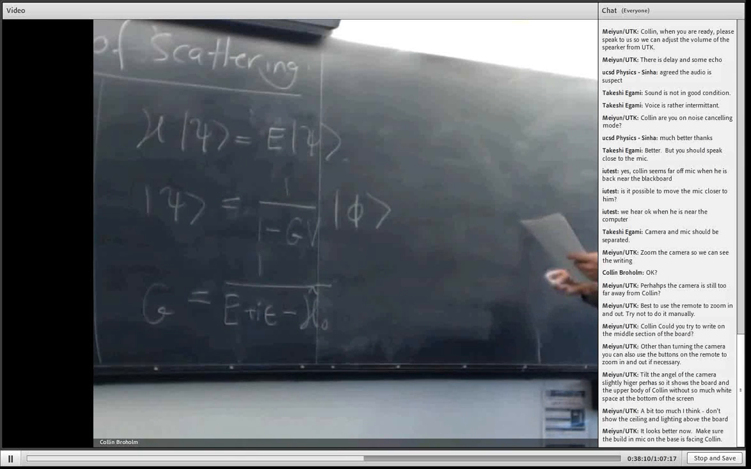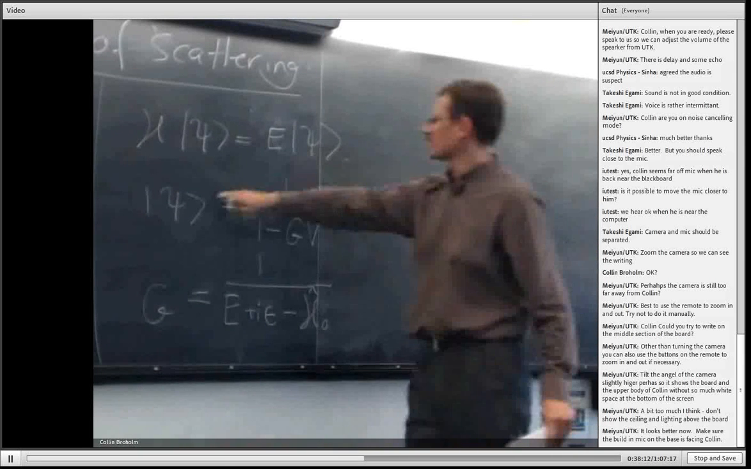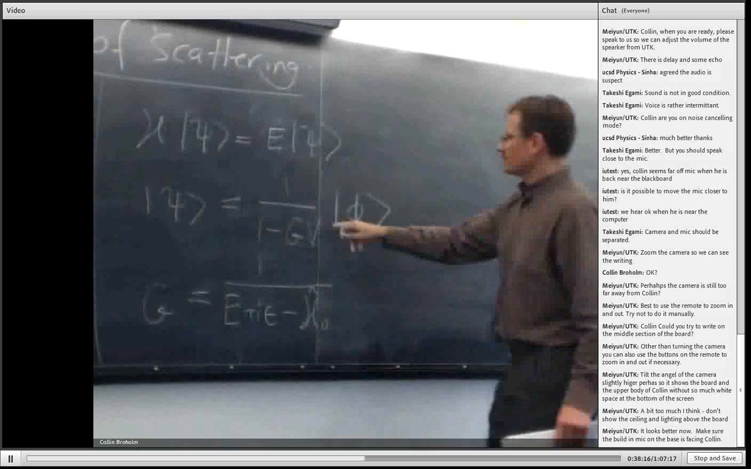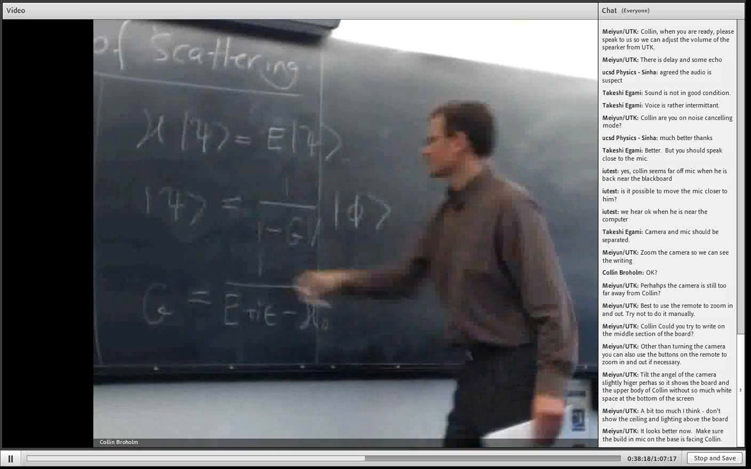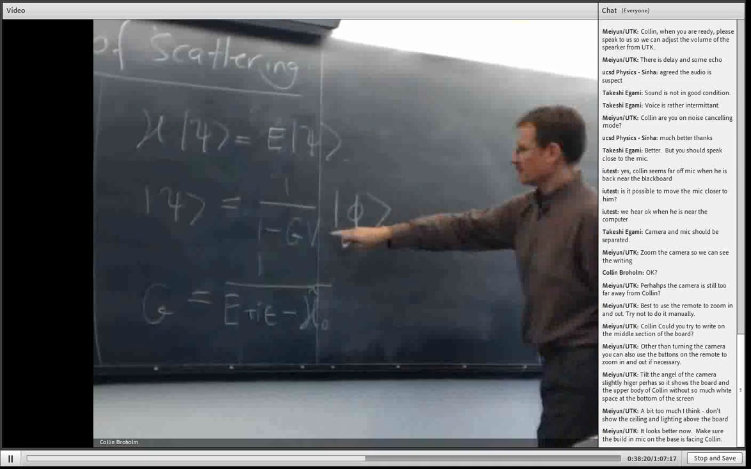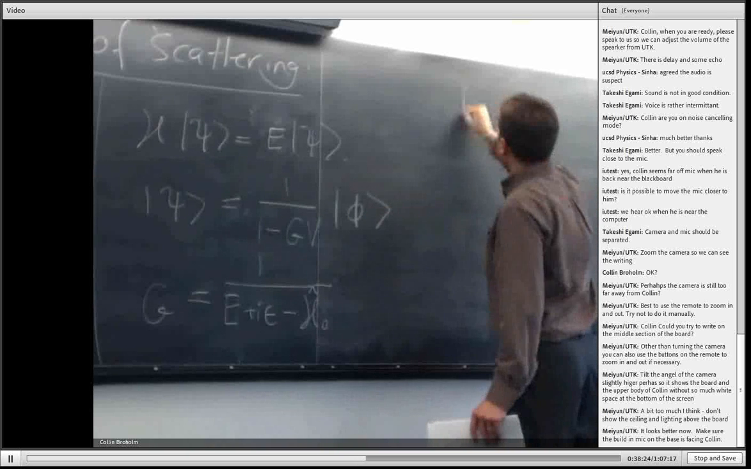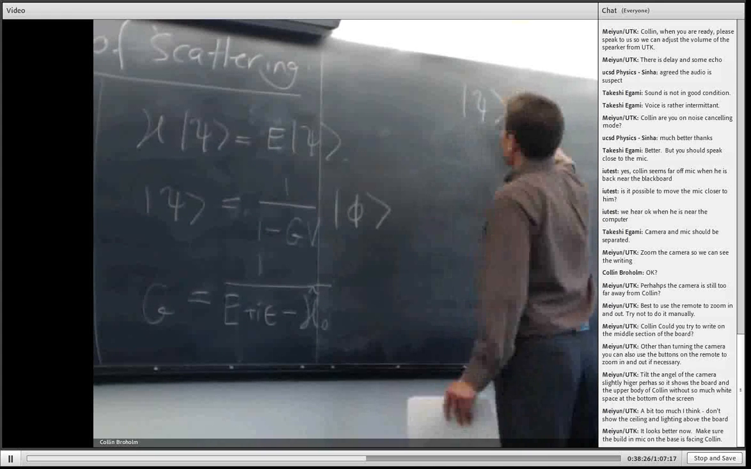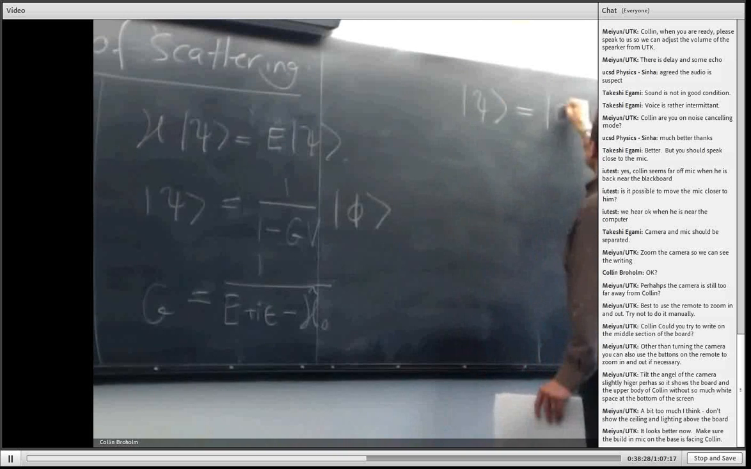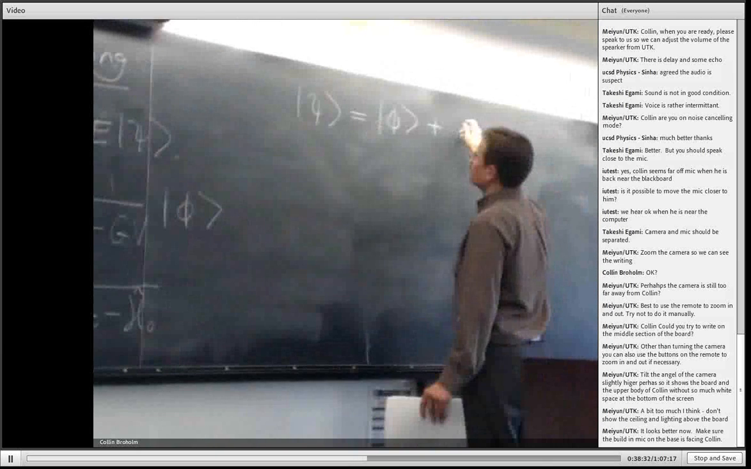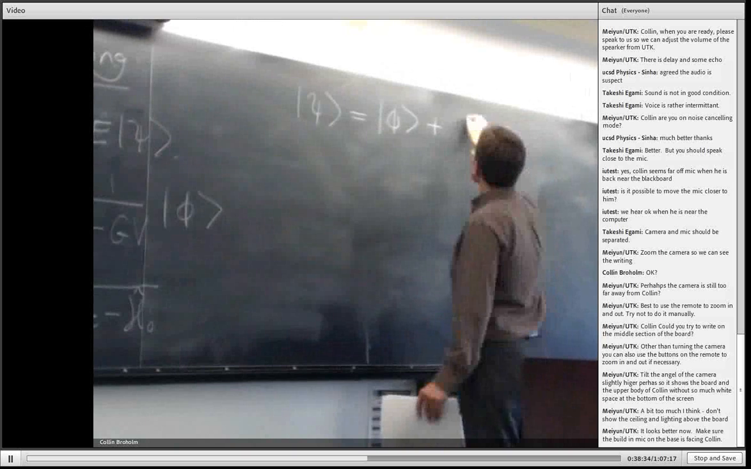All right, so I'm going to now show you that this is indeed an eigenstate of this Hamiltonian, and the way to do that is we'll rewrite this expression a little bit. I'm going to multiply by the denominator on both sides, and this will give me that psi is equal to phi plus G V psi.